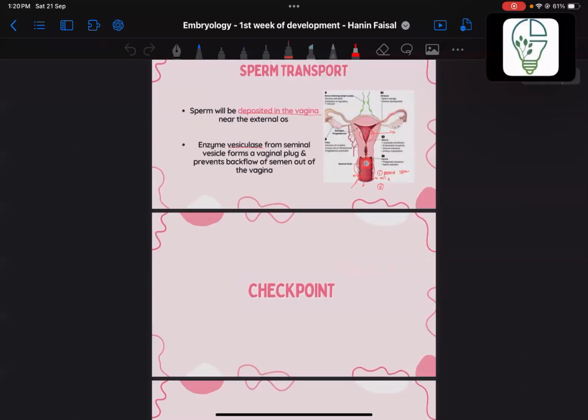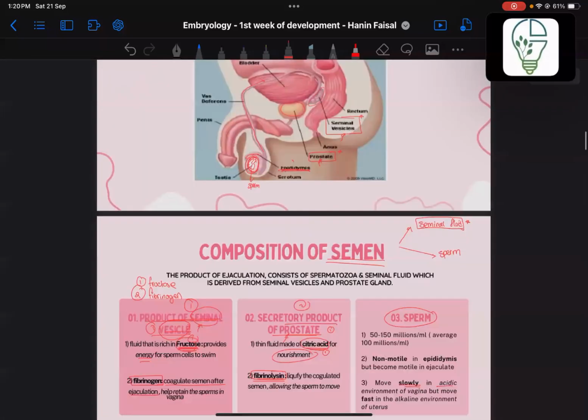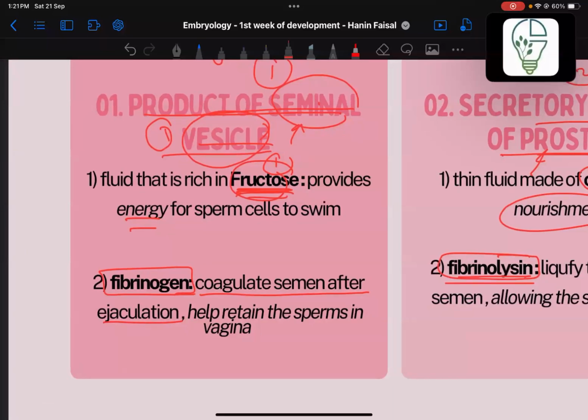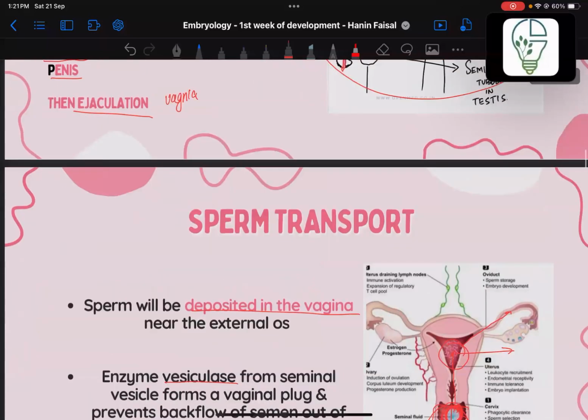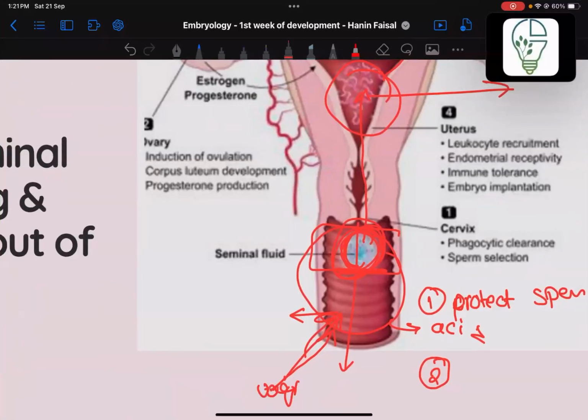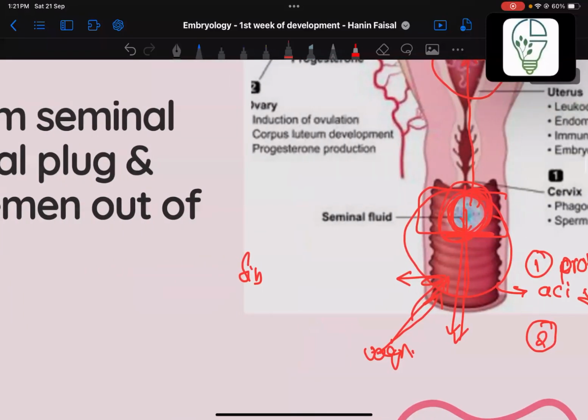Okay, I'll explain the last point again. So as we said, let me repeat it again. In the seminal vesicle, we have a protein, which is called fibrinogen. What does this fibrinogen do? It's going to coagulate the semen. Why am I coagulating the semen? To help it retain in the vagina. Because if I'm not coagulating the semen, the sperm and the seminal fluid and so on, it's going to backflow out of the vagina. Okay, that's the function of fibrinogen, which is released from the seminal vesicle. Another enzyme, which is also released from the seminal vesicle, which has the same exact role, is called vesiculase.